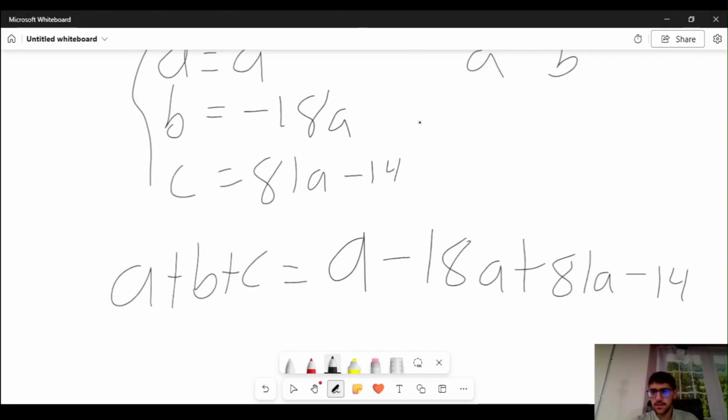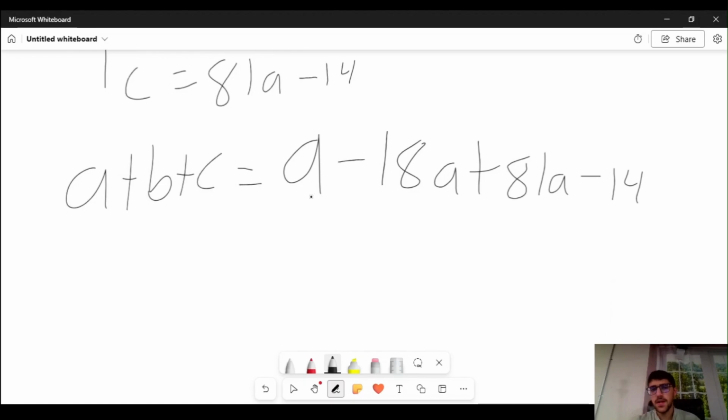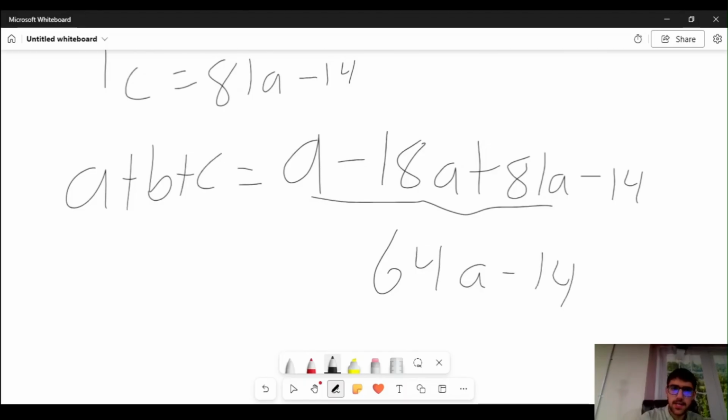So from here, what can I do now? Let's just start by making it simpler. Let me try to combine like terms. 81 minus 18 plus 1 gives me, I think that's 64. So 64a minus 14 is a plus b plus c.